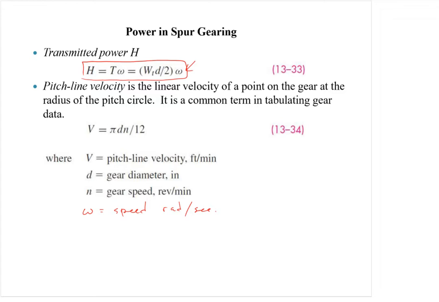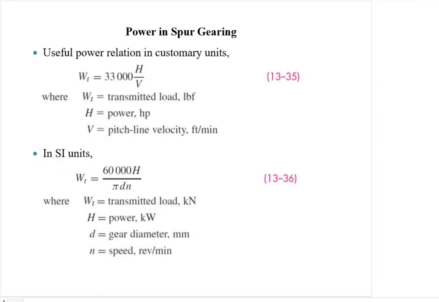Okay, the only thing I haven't described here is pitch line velocity. You have this 12 here because they're defining pitch line velocity in feet per minute. That's why there's that random 12 hanging out there. Power. So here's some useful power relations in customary units. So we have pounds force, horsepower, and pitch line velocity in feet per minute. This is all common customary units.